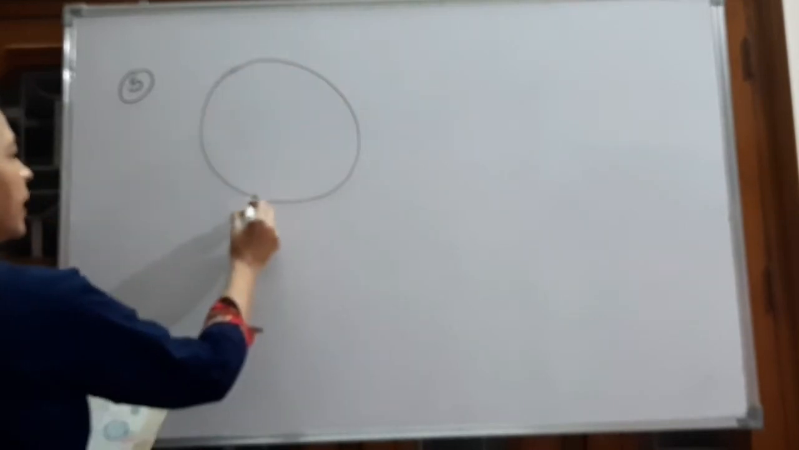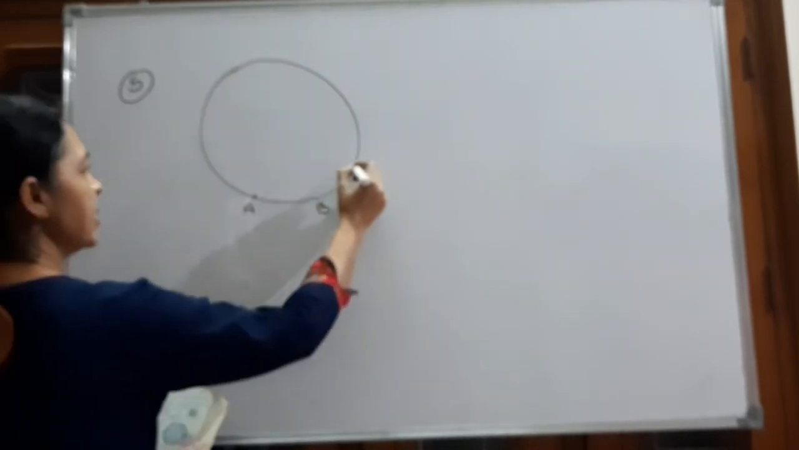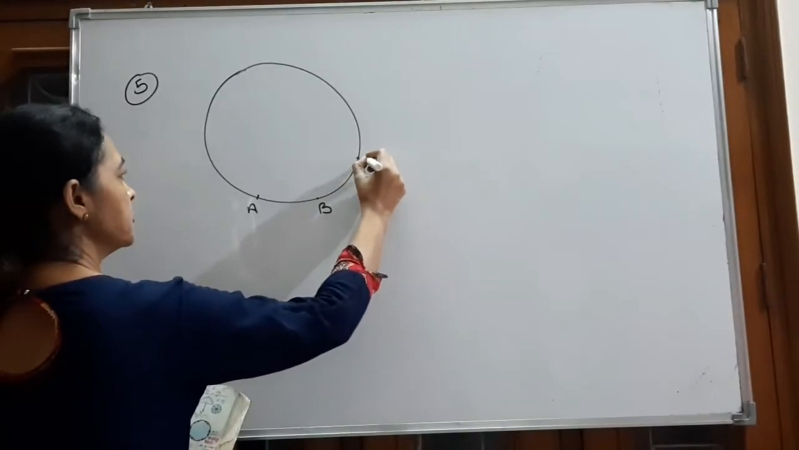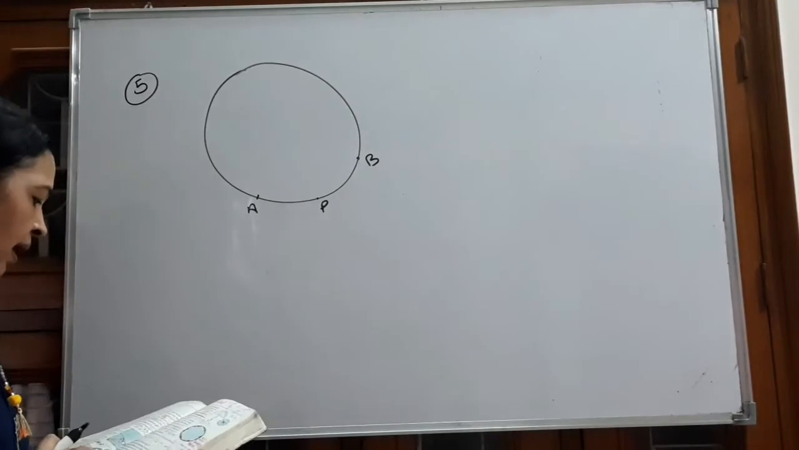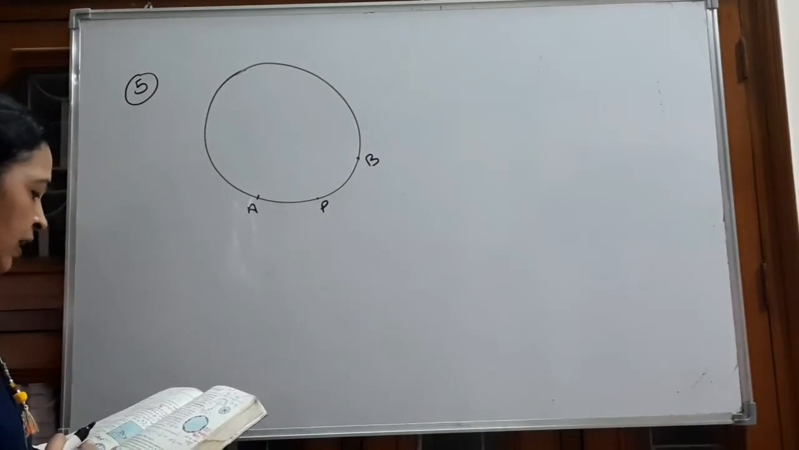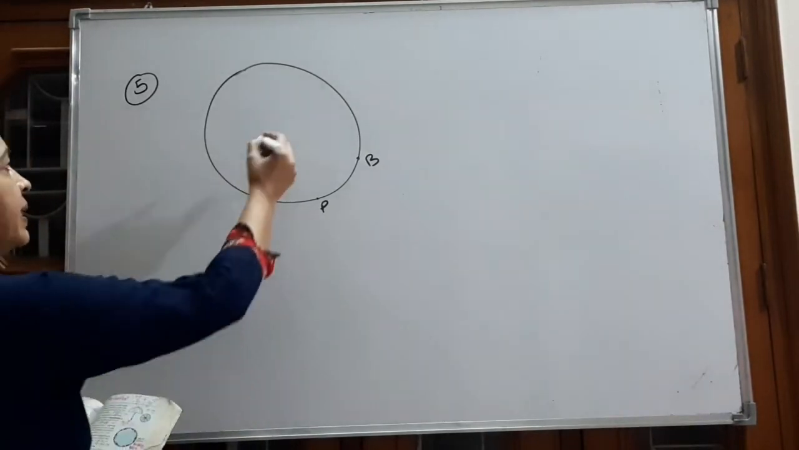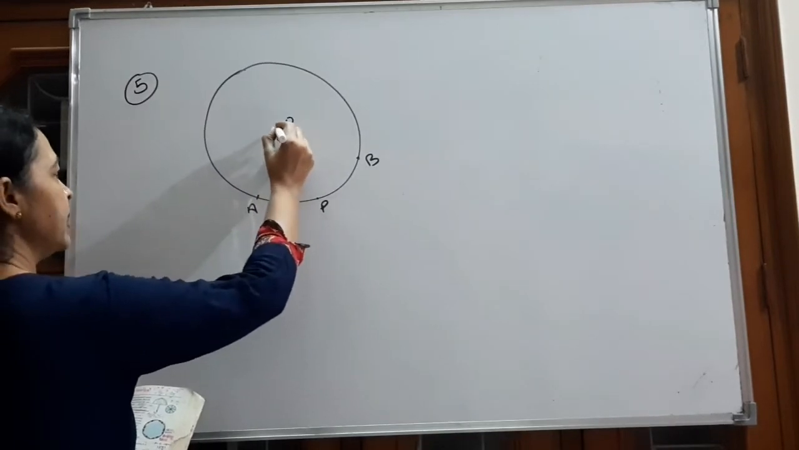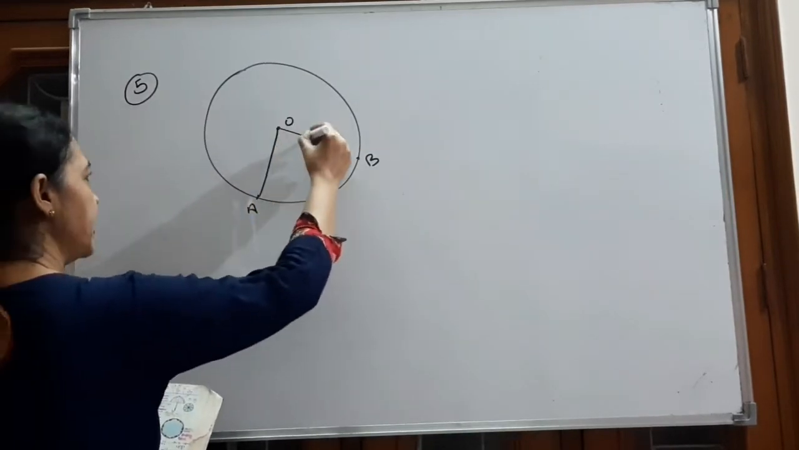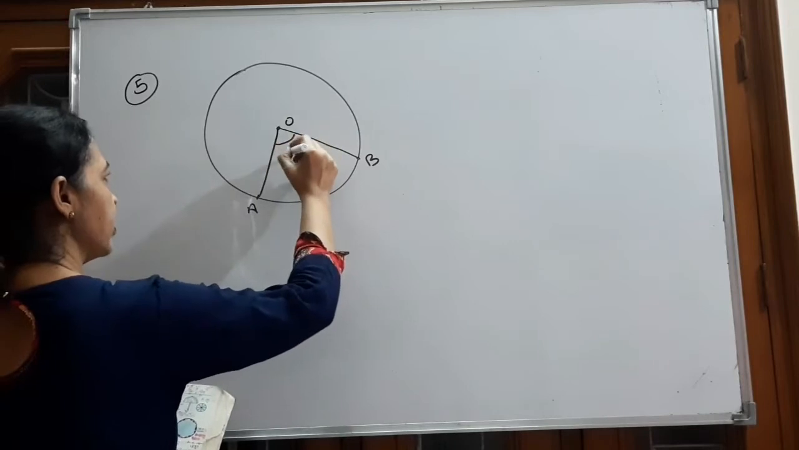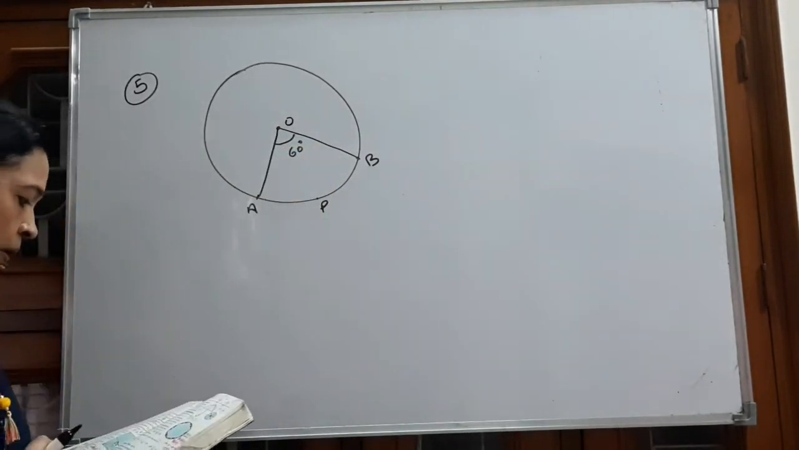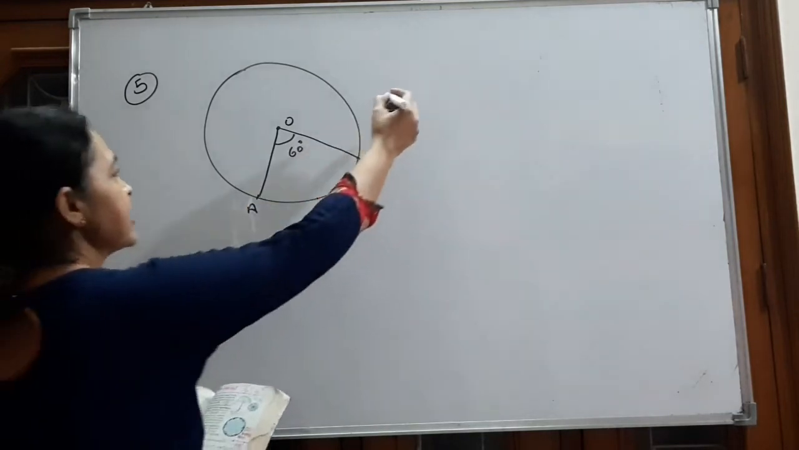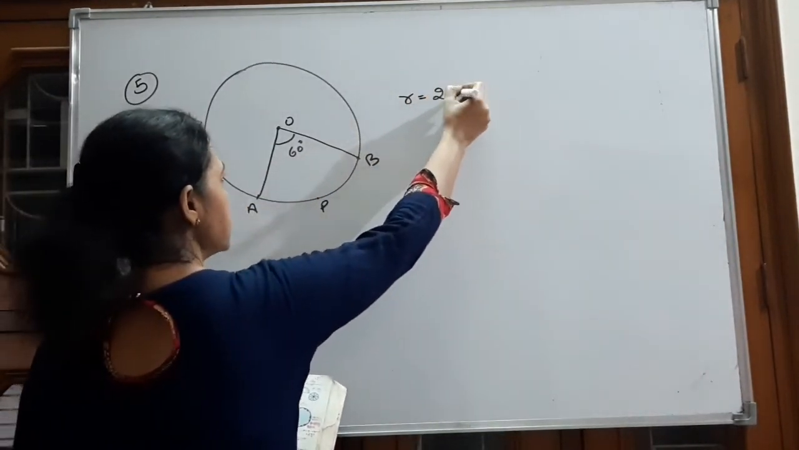Let APB be an arc. Let this be P. It is an arc which subtends an angle of 60 degrees at the center. Let O be the center, and this arc subtends an angle of 60 degrees at the center. Clear? The radius of the circle is given as 21 centimeters.